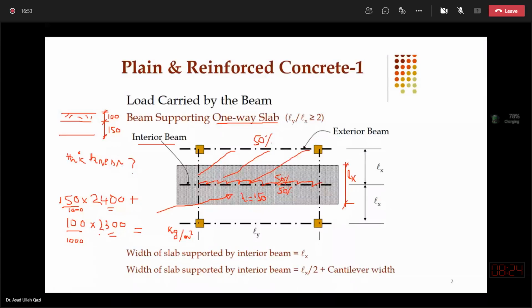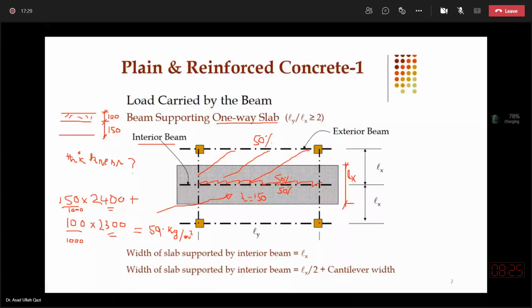Sir, 360. Good. Okay, total 150 and plus 100, both. No, sir. Let me check it. Okay, if you are breaking it into two, 150 divided by 1000 times 2400 gives 360, and then plus 230 gives total 590. Okay. Yes, so the total comes out to be 590 kg per meter square.